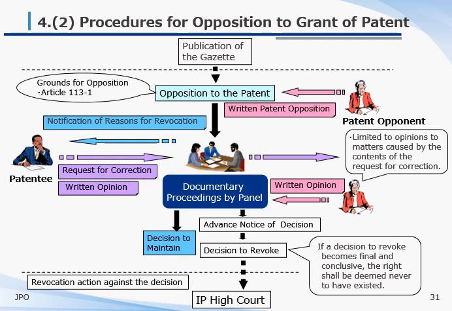If a panel determines that the patent should be revoked, a notification of reasons for revocation will be issued. Then, a patentee will be given an opportunity for counterargument by filing a written opinion and a request for correction. In response to a correction, an opponent will be given an opportunity to file a written opinion. Then, a panel makes a final determination based on these documents.